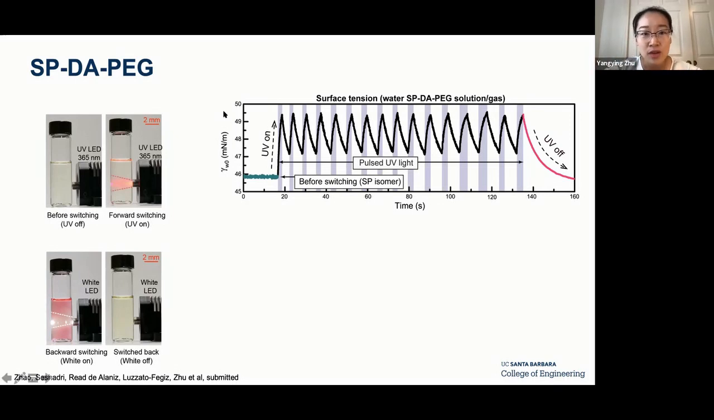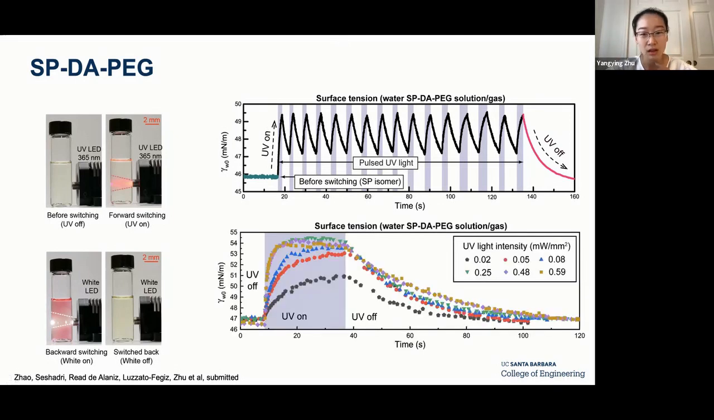But nonetheless, in a lot of the systems, we care about what happens dynamically when you induce a change in the system. So we want to see what happens in the first few seconds, not really the equilibrium surface tension. But we can, of course, just turn on the light, turn off the light for long enough time and see what the final state is.